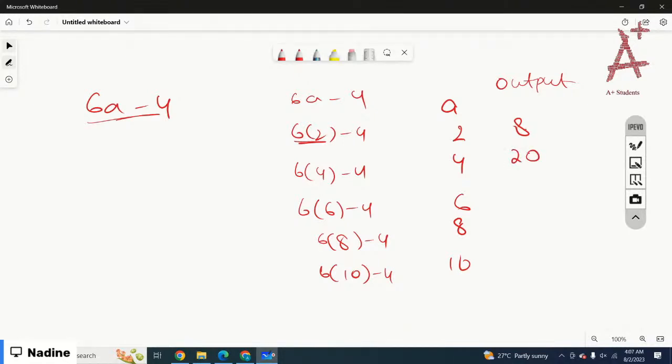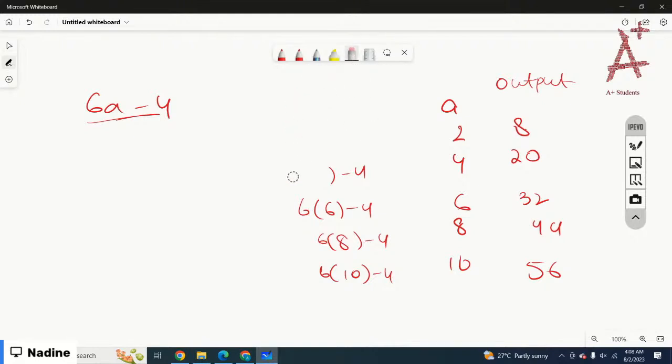6 times 6 is 36, and 36 minus 4 is 32. When a is 6, output is 32. 6 times 8 is 48, and 48 minus 4 is 44. Here you have 44. 10 times 6 is 60, and 60 minus 4 is 56. So this is the table of values. I'm going to remove this line, and you can plot the graph using these values.